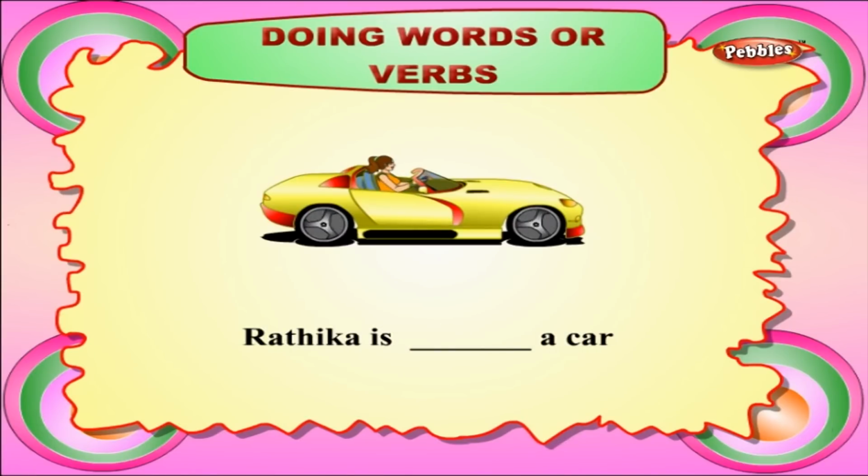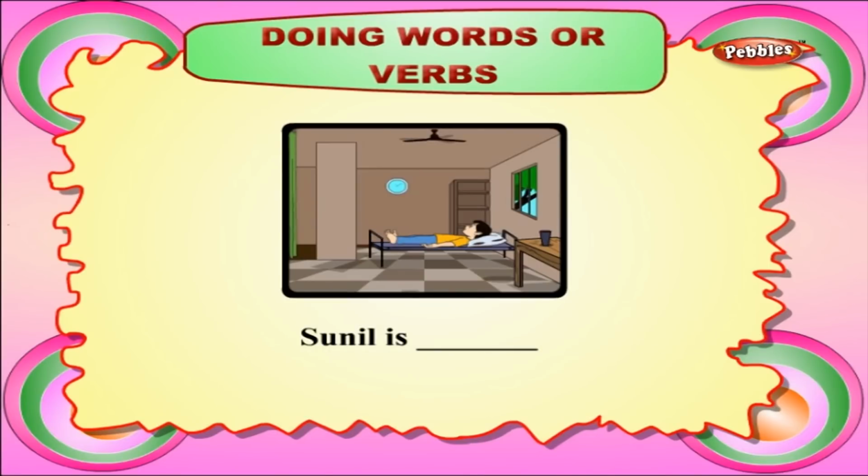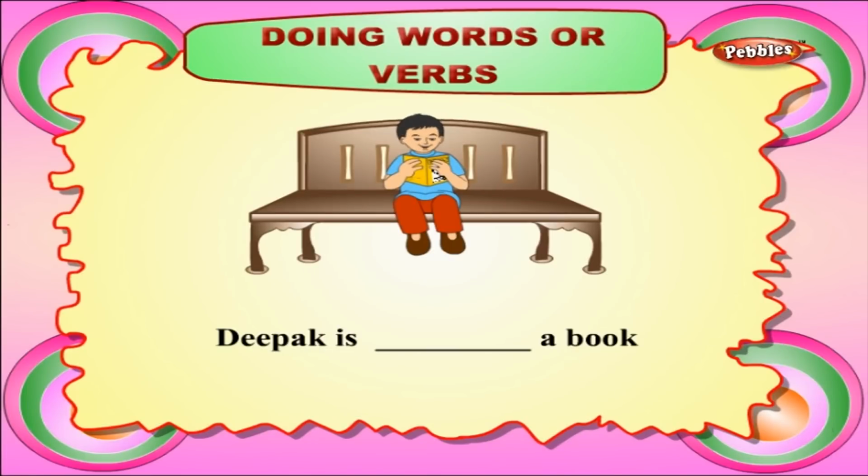What is Ratika doing? Ratika is driving a car. Driving is the doing word. What is Sunil doing? Sunil is sleeping. Sleeping is the doing word. What is Deepak doing? Deepak is reading a book. Reading is the doing word.